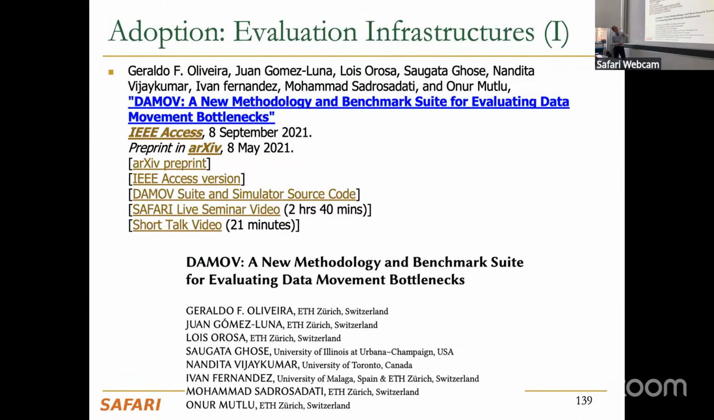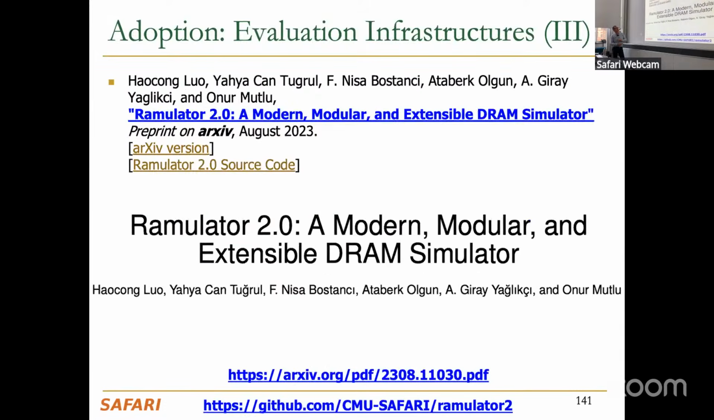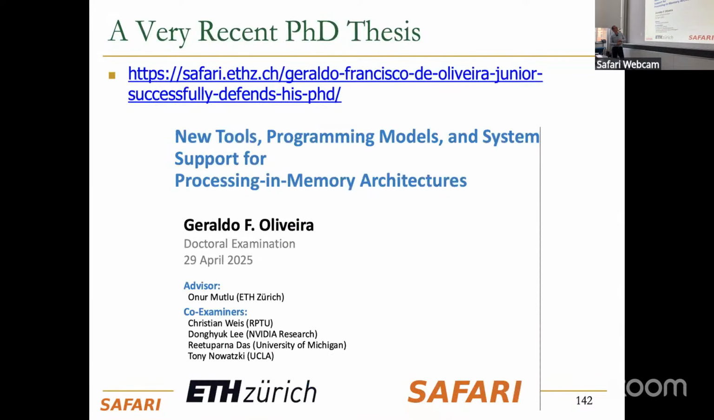Okay, we've developed a lot of evaluation infrastructures also. Some of these you have seen. We've been developing Ramulator 2.0 and more recently Virtuoso. I think that they need to support more and more near memory or processing in memory mechanisms. And if you're interested in a thesis that covers a lot of aspects of processing in memory, you can look at Geraldo's thesis. This is his PhD thesis that he defended in 2025. And this covers actually a lot of adoption issues across the stack.